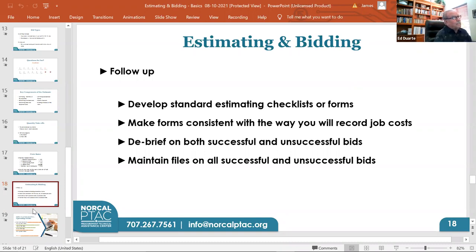You don't expose the breakdown on your costs to any public works owner on bid day. You simply give them a number.